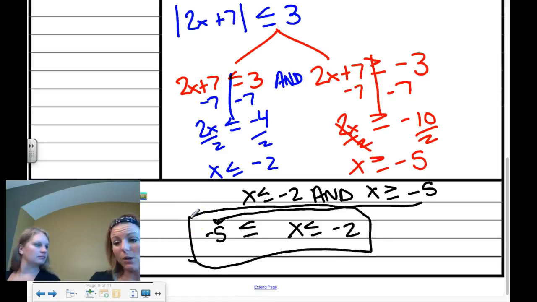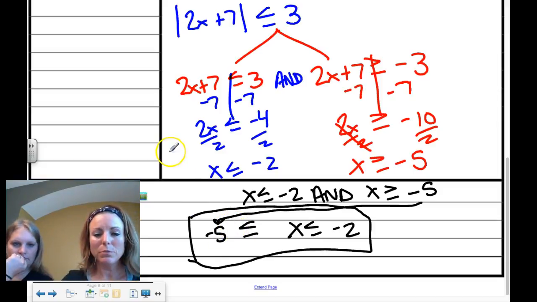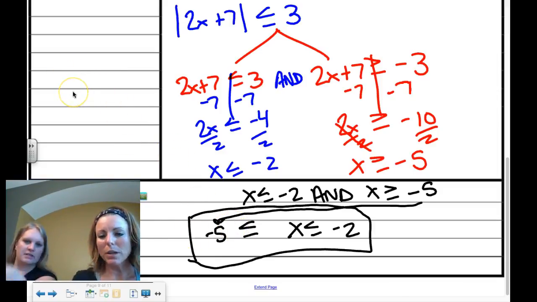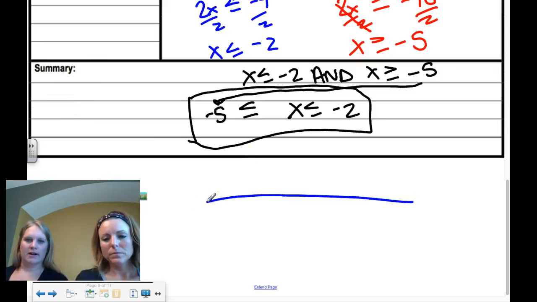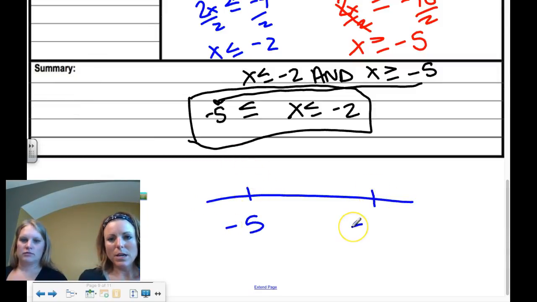But we need a graph. So let me, oh boy, I can't really give you more room. Where do you want to extend the page? Sure. There we go. So here's my graph. I've got a -5, a -2. I'm going to go with this one. So x is less than or equal to -2.